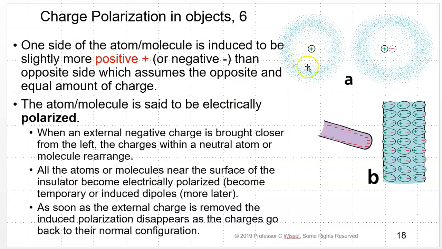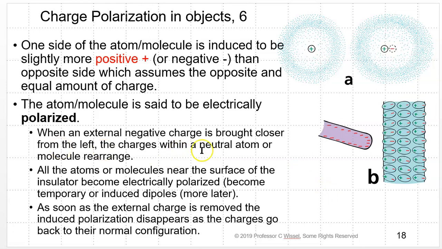So what happens here? We've got two atoms. Here's when nothing is nearby this atom. It's basically symmetrical. There isn't any charge separation or anything like this. But you bring some charge near it. In this case, we either brought a negative charge to this side or a positive charge to that side. We're just going to assume the negative charge is brought to the left side. So one side of the atom or molecule is induced to be slightly more positive or negative than the opposite side, which will assume the opposite and equal amount of charge. In other words, it's just a charge separation, otherwise known as charge polarization. The atom or molecule is then said to be electrically polarized.